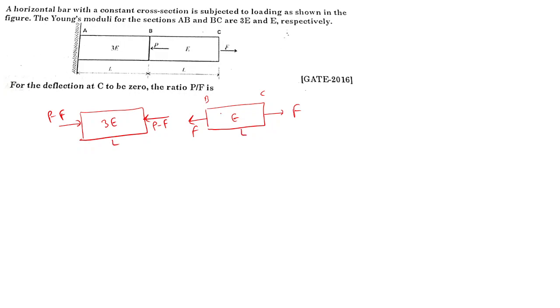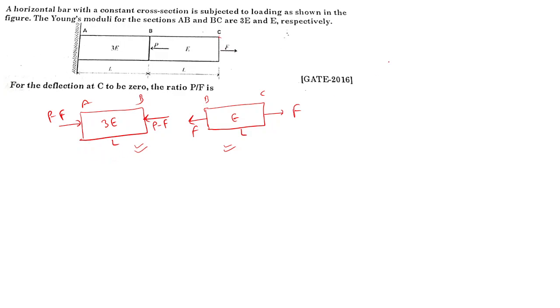So one part is in tension and one part is in compression. In the question, it is saying a horizontal bar of constant cross section is subjected to the loading as shown in the figure. The Young's moduli for the section AB and BC are 3E and E. For the deflection at point C to be 0, here no deflection should be there, means this point should be at the same place. So when will it happen? It will happen when the deformation in compression and in tension are both the same.